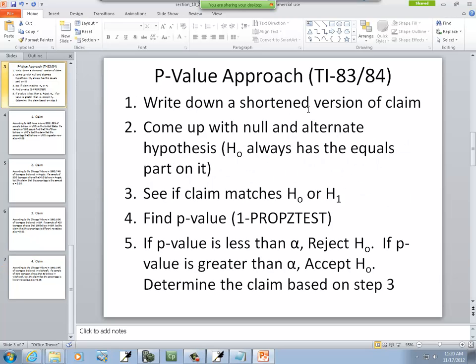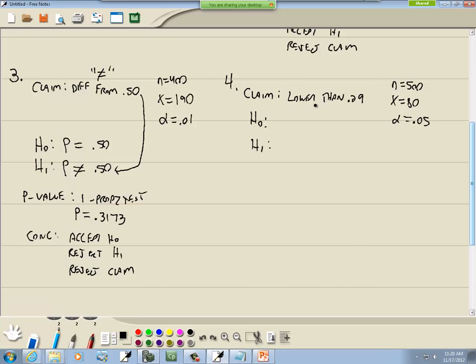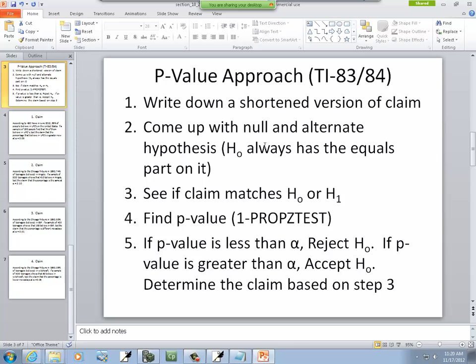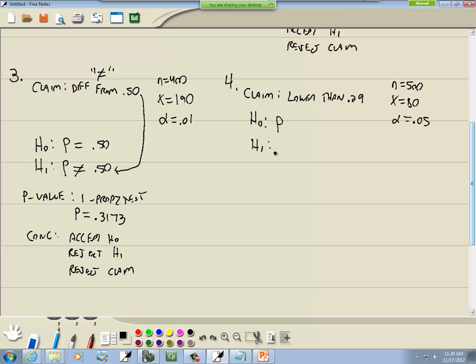Okay. Step 1, write down a shortened version of the claim. Did that. Step 2, come up with a null and alternate hypothesis. Lower than represents a less than symbol, and that would match H1, because that's where we put less than. If that's less than, this has to be greater than or equal to. Step 3, this matches H1.